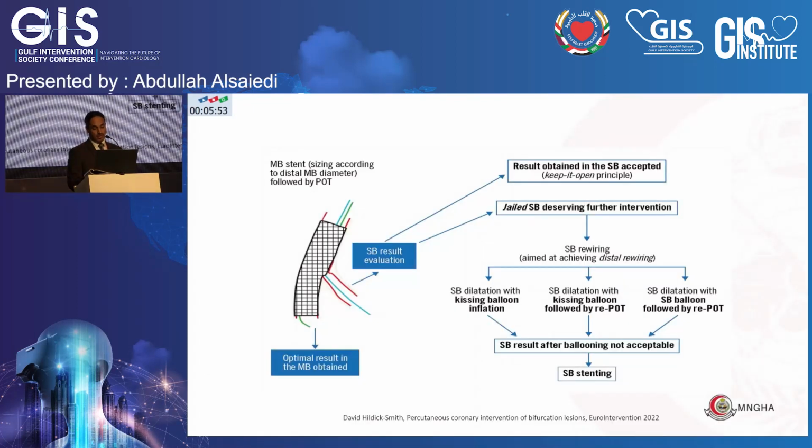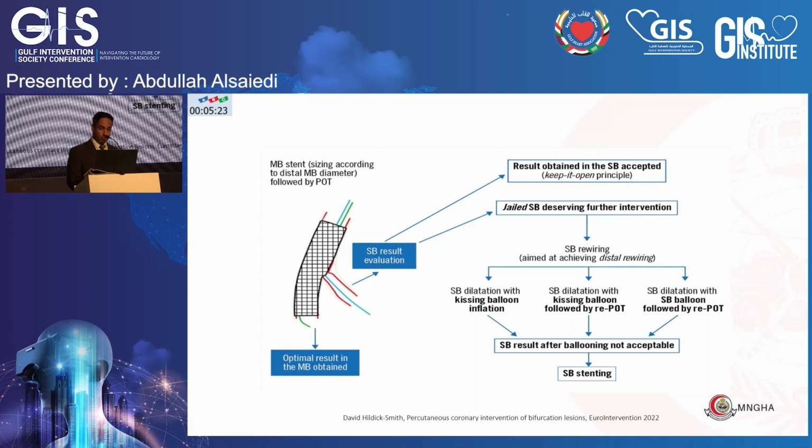So again, back to the recommendations from neurointervention. If you have a jailed side branch that deserves further intervention, you have 3 options. The first option, you do kissing balloon inflation to both branches. The second option, you do kissing balloon inflation followed by repot. And the third option, you do side branch dilatation, then basically doing repot, or what we call pot, side pot. If that fails, you have to do side branch stenting.